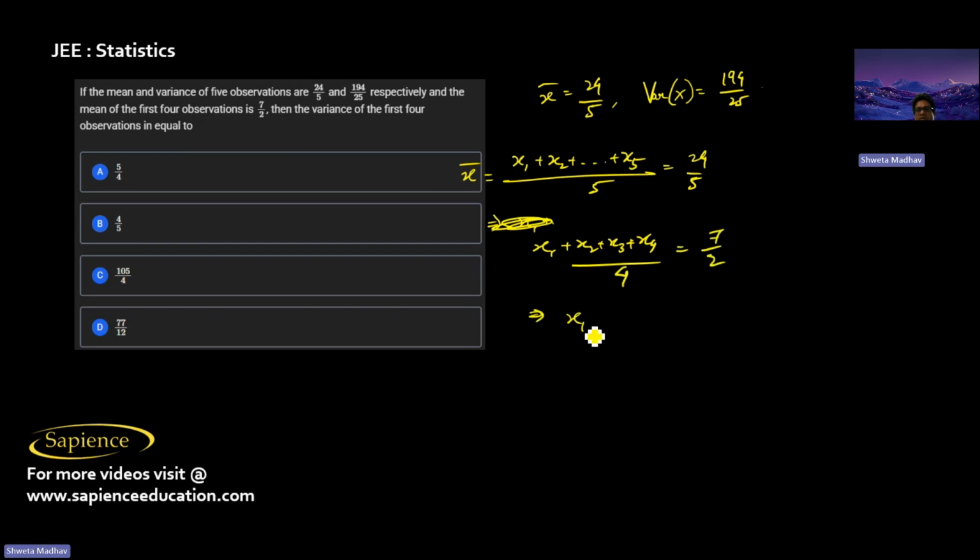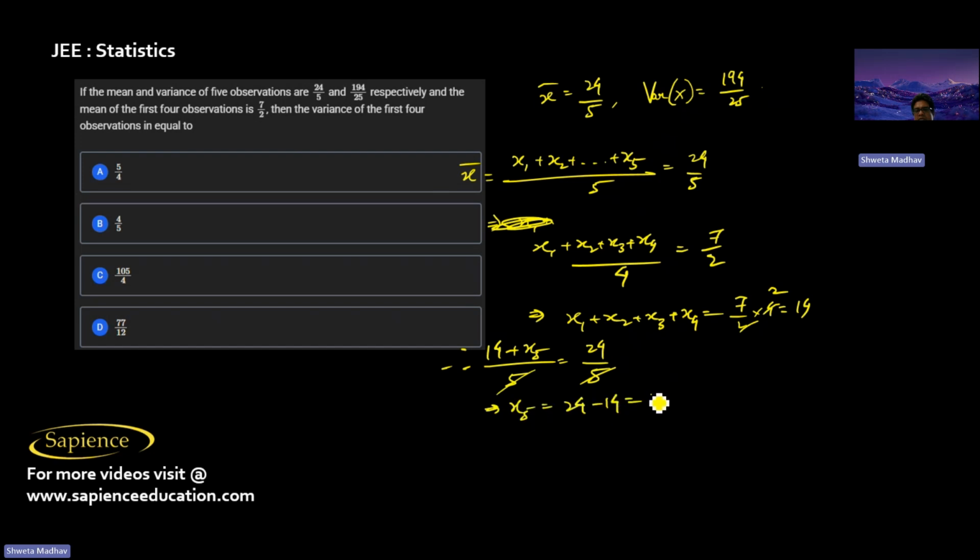So therefore x1 + x2 + x3 + x4 is equal to 7/2 into 4, that is equal to 14. So therefore I can say (14 + x5)/5 is equal to 24/5. So x5 is equal to 24 minus 14, that is equal to 10. So the fifth observation is 10. Now the variance of the first 4 observations we have to find out.